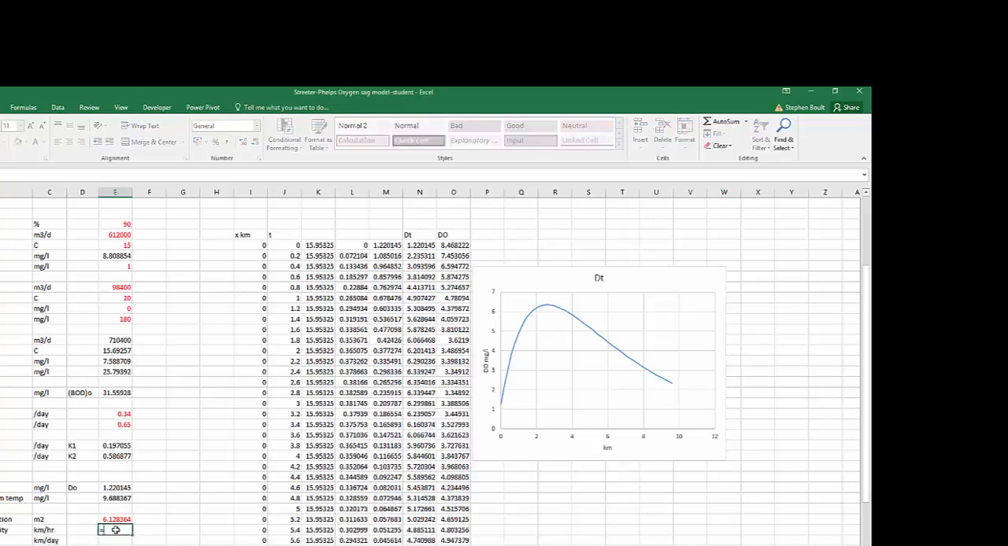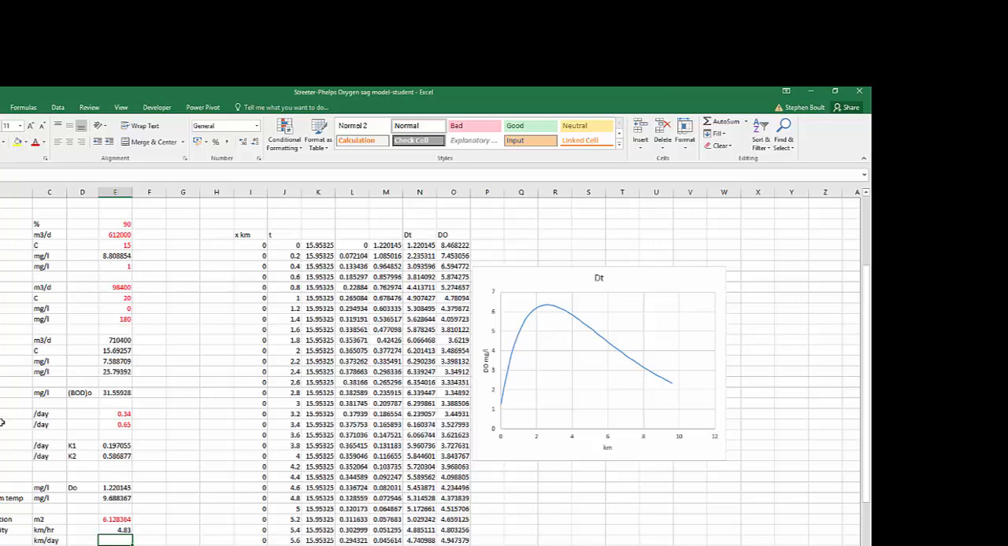So if we divide the discharge in meters cubed per day by the cross-sectional area in meters squared, we end up with meters per day. If we actually want to put it into a more usable number, we should put it into kilometers per hour. So to change from meters per day into kilometers per hour, we just need to divide by 1,000 and also divide by 24. So if we divide by 1,000 times 24, we get 4.83 kilometers an hour. That's the average velocity downstream.